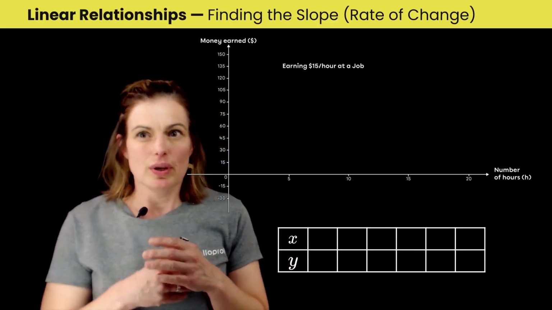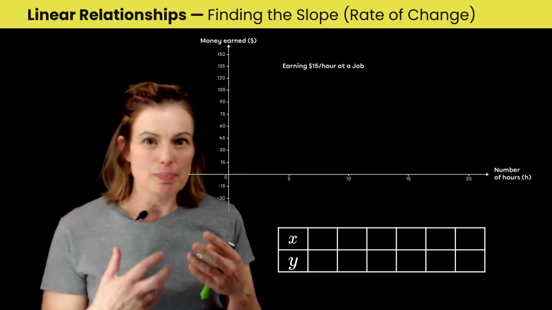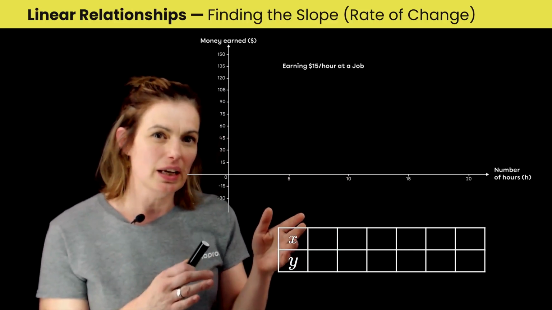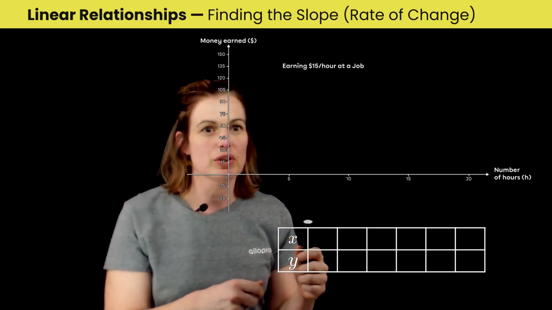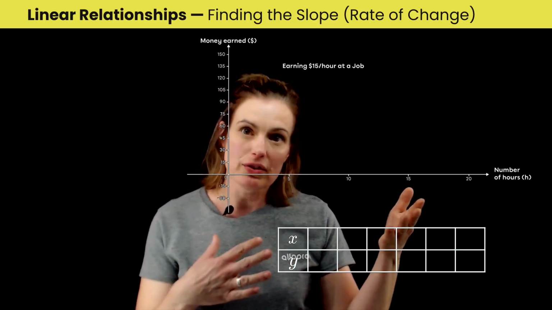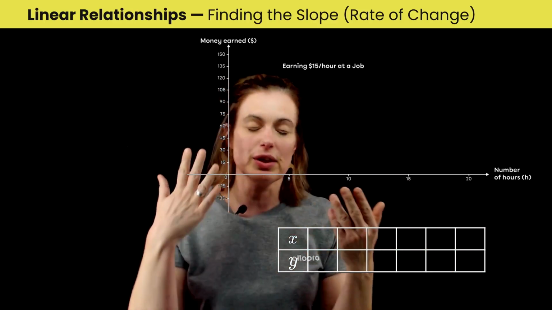And if you think about it, the amount of money that somebody earns is actually going to depend directly on how many hours they work. So you can see it again in how we've labeled our axes here. Remember from earlier that we talked about how the number of hours, what's graphed on the x-axis, is going to be our independent variable. What's graphed on the y-axis, that's going to be our dependent variable.